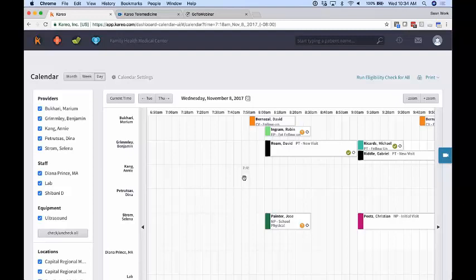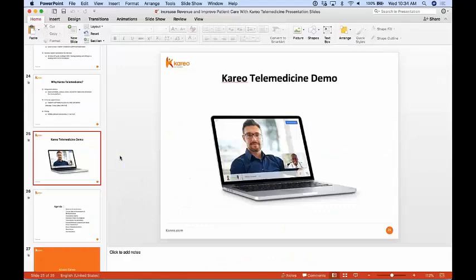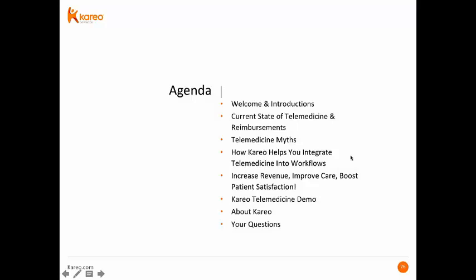That's really it. It's very simple, clean, and easy to use. This is a great way for you to add telemedicine functionality to your existing practice without recreating the wheel or adding on or layering on additional layers of technology. So at this point, we're going to pause for a second, and we'll go into some Q&A.